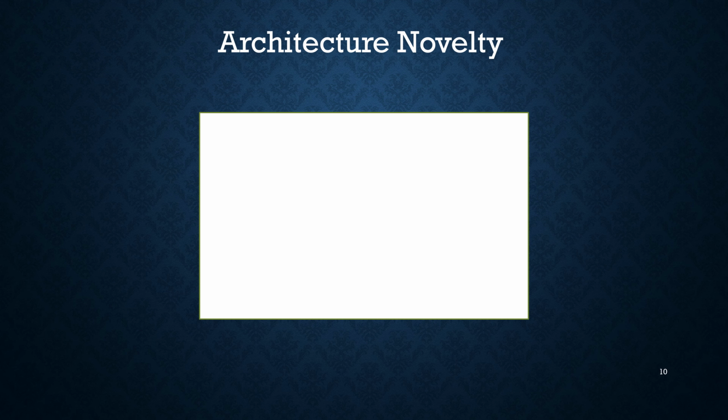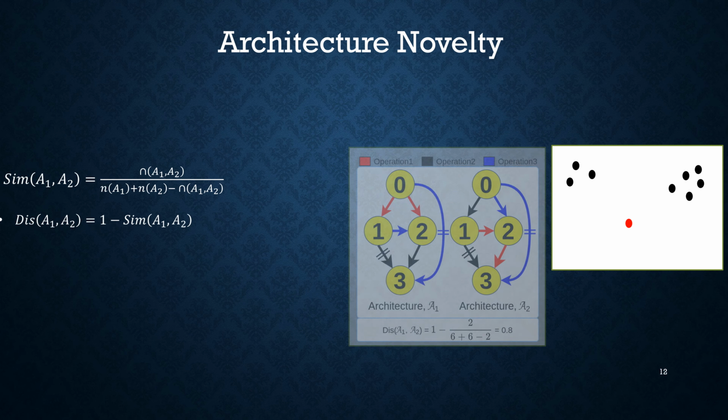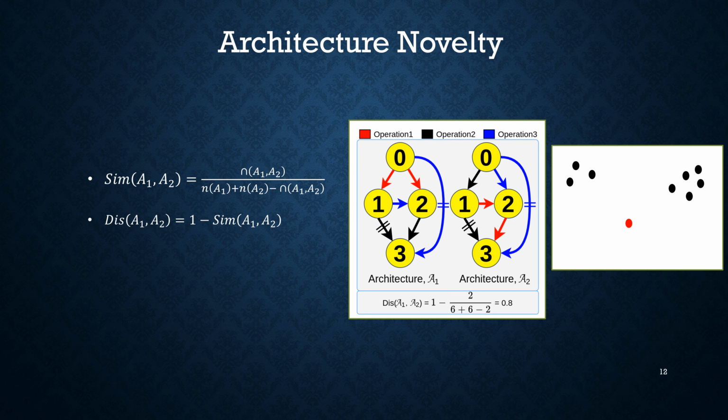The architecture novelty basically tries to measure have we already seen this search space or not. So for example, here the red dot is in a search space where we have already explored. In comparison, now the red dot is in a search space which has not been explored that much. So now how do we measure the architecture novelty? This is done using the formula dis A1 A2, which basically measures how dissimilar architecture A1 is from A2.